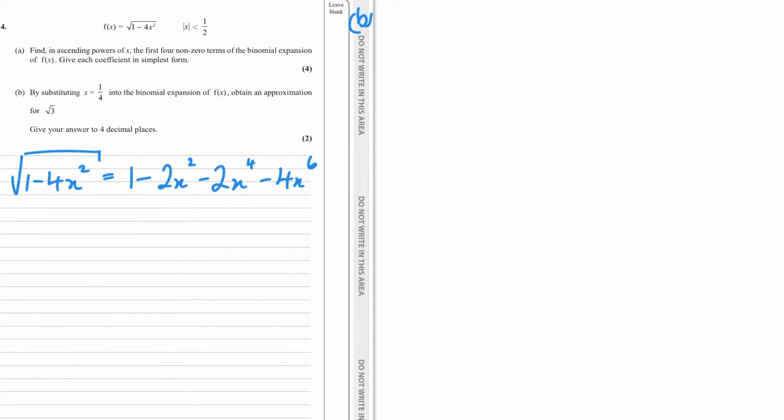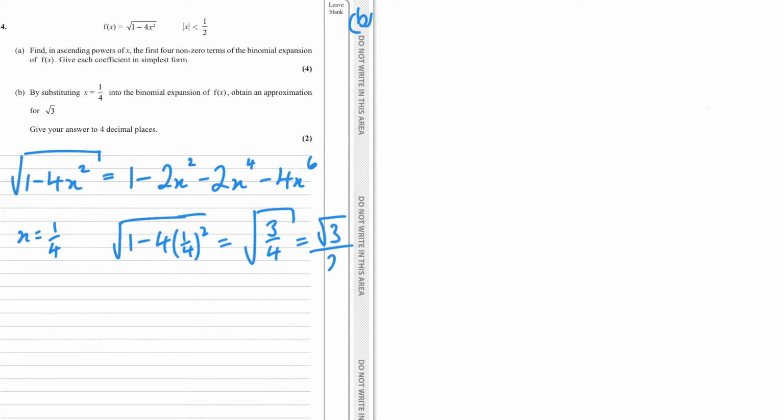Now for part B we need to use x equals a quarter on this to get something for root 3. So first let's put x equals a quarter into my square root of 1 minus 4x squared, and this is going to give me the square root of 3 quarters here, which I can write as square root of 3 over 2.